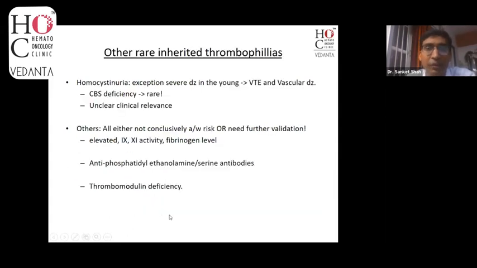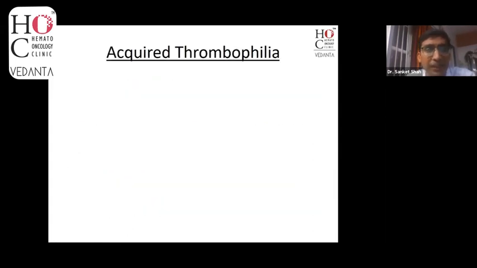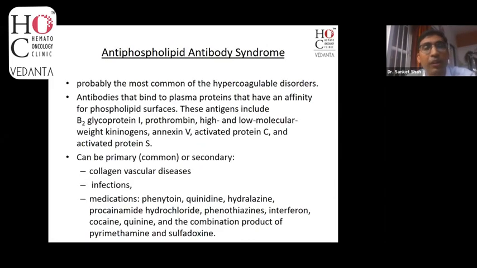Now, other rare inherited thrombophilias, we can skip this. Regarding acquired thrombophilias, the most important of all acquired thrombophilias is antiphospholipid antibody syndrome. It is probably the most common hypercoagulable disorder. These are antibodies that bind to plasma proteins that have an affinity for phospholipid surfaces, and these antigens might be beta-glycoprotein, prothrombin, or various factors in the coagulation cascade.